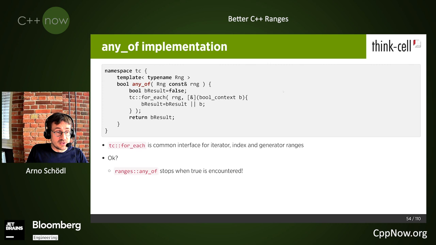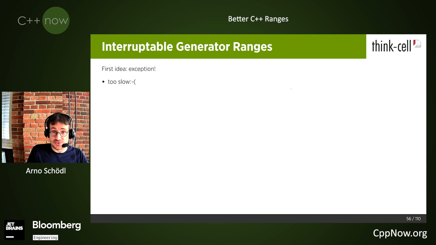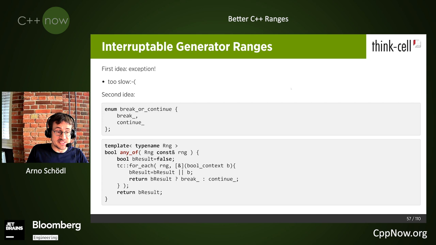Now, how do we do that? How can we stop iterating? How can we tell the producer to stop iterating when we don't want any more values? The first idea that we had was exceptions. Of course, that doesn't work. It's way too slow. The second idea is we introduce a special enum, break or continue. That enum is returned and basically tells the producer whether to continue producing or whether to stop. So that's here.